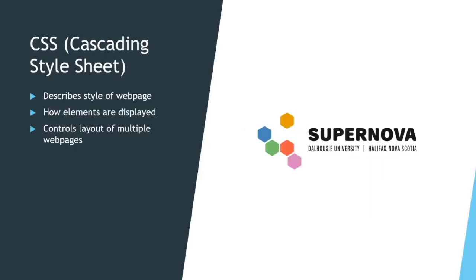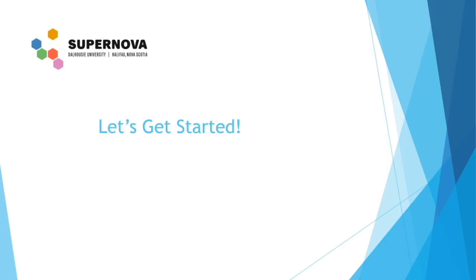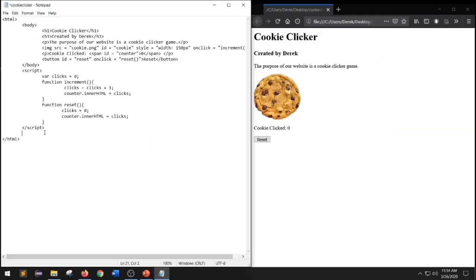CSS, or Cascading Style Sheet, describes the style of our web page. It determines how elements are displayed to users, and it can control the layout of multiple web pages at the same time. Now let's get started styling our web page. With our text editor open and our website open, let's start adding style to our web page.